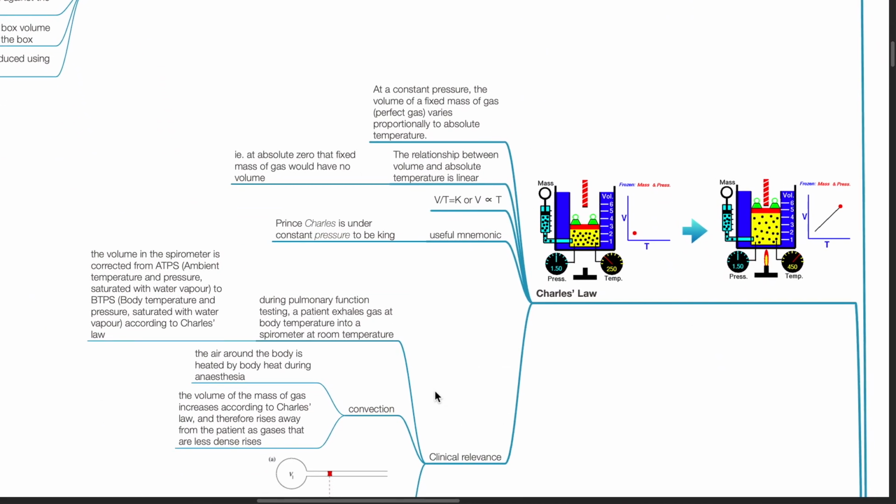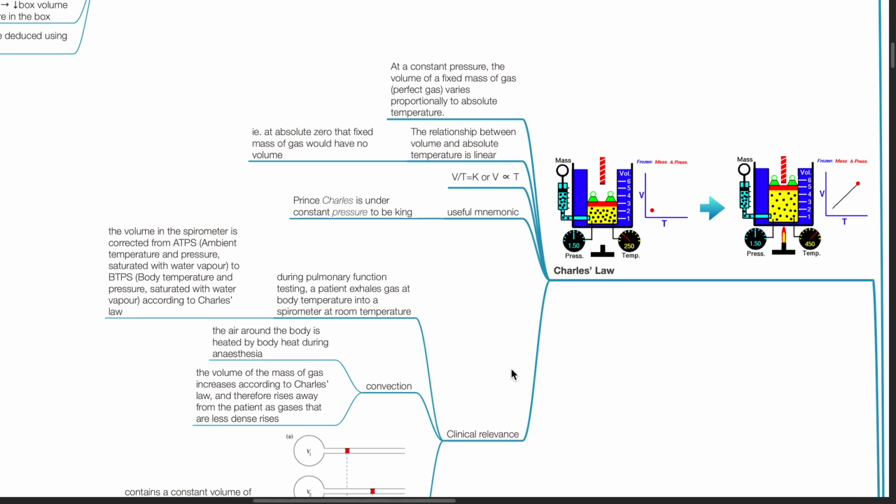Charles's law. At a constant pressure, the volume of a fixed mass of perfect gas varies proportionally to absolute temperature. The relationship between volume and absolute temperature is linear, i.e., at absolute zero, that fixed mass of gas would have no volume. V divided by T equals K, or V is proportional to T. A useful mnemonic: Prince Charles is under constant pressure to be king.